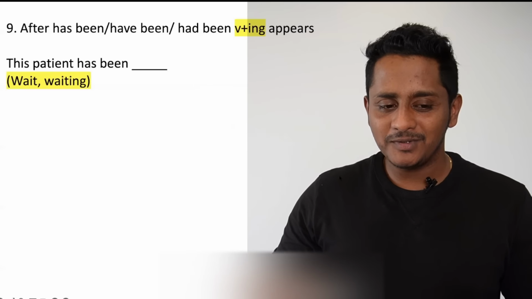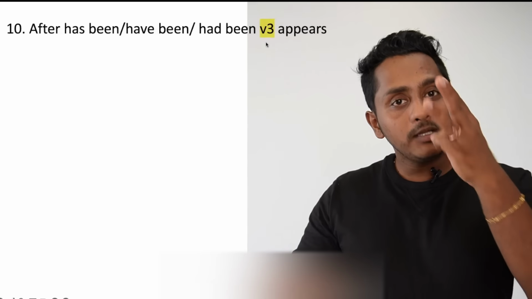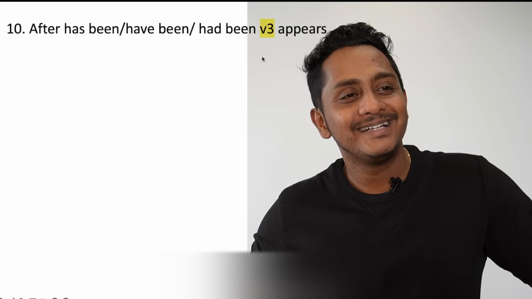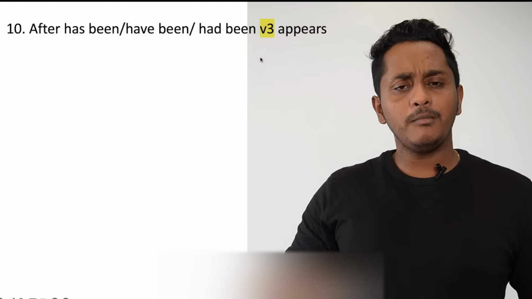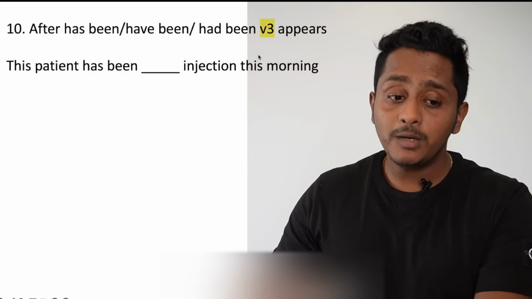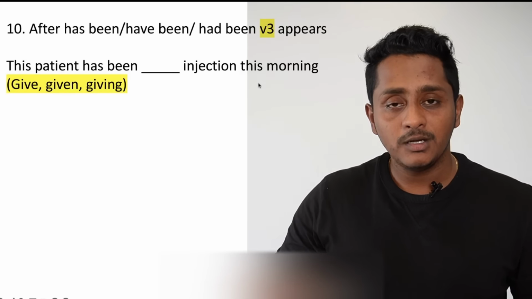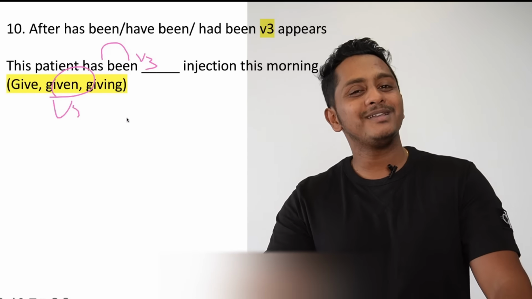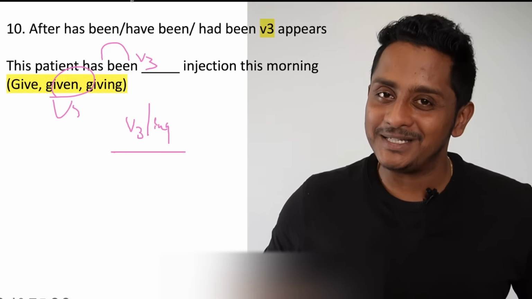All right, so that's one of the things. Now the 10th one: after has been, have been, had been, we just saw verb plus ing, but verb 3 can also come. He has been killed yesterday. Passive voice. Getting it? Ram killed Ravan. Ram has killed Ravan. Ravan has been killed by Ram. Now, the previous line: has been waiting. He has been killed. Verb 3 can come. So now, this patient has been dash injection by doctor. This morning, he has been verb 3. Given is verb 3. So it's basically verb 3 or ing. Remember this, golden rules for PTE grammar.